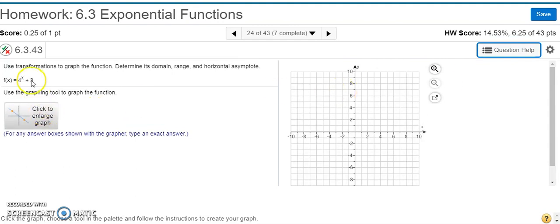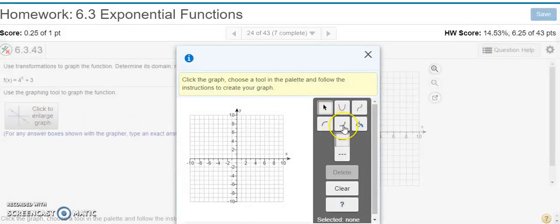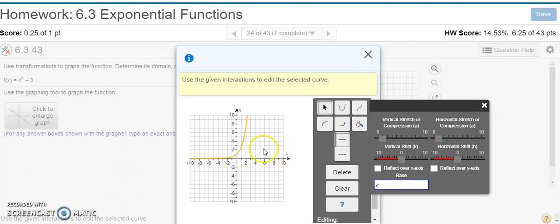Okay, so now we have, it says use transformations to graph the function, determine the domain, range, and the horizontal asymptote. When you're graphing it, you want to grab the exponential function tool, click it, and put it on the graph. It gives you the basic exponential function, and notice that it says our base is e. That is what it's automatically going to be when you pull it up, but you want to make sure that you change it to whatever your base is in the problem.